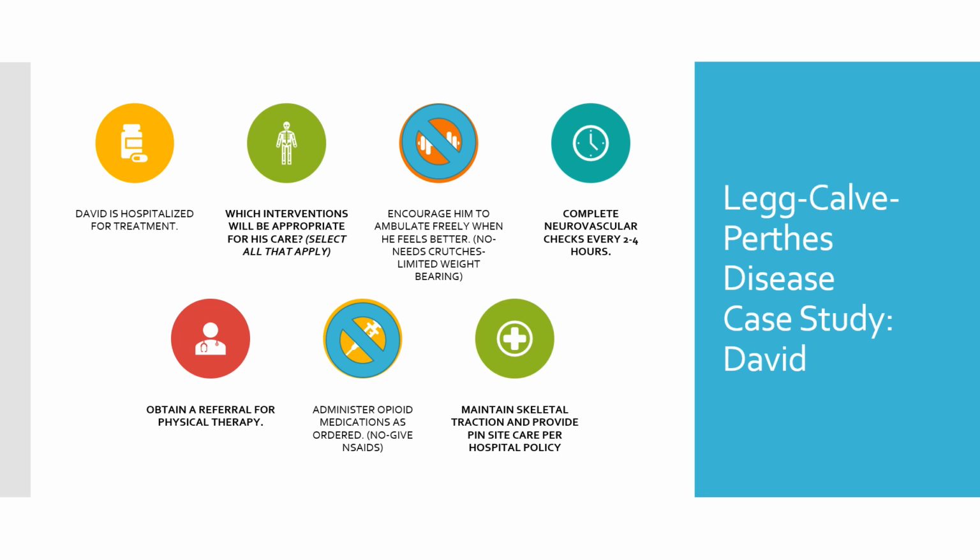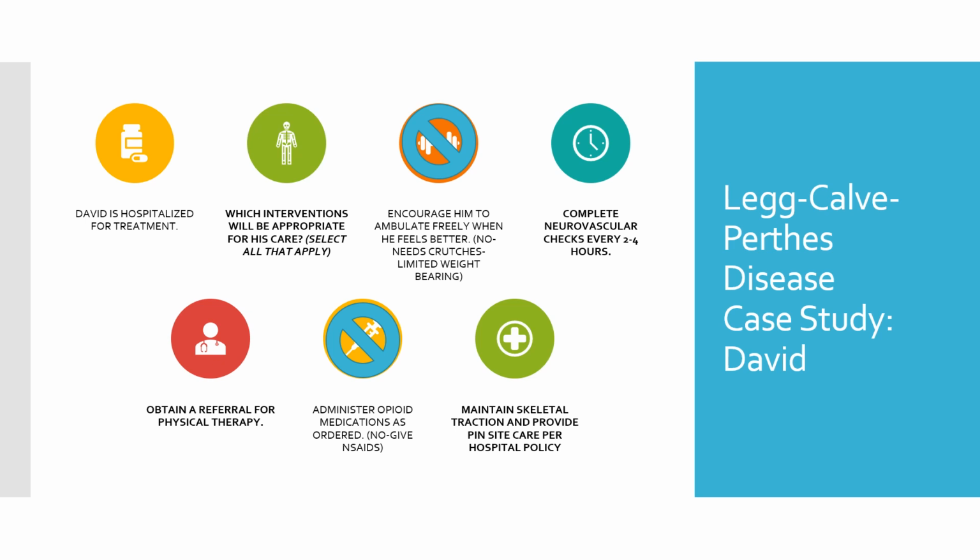So the doctor recommends that we hospitalize David for treatment. What interventions will be appropriate for his care? Select all that apply. Encourage him to ambulate freely when he feels better. No, we're not going to have him ambulate because we do not want him to put pressure on that joint or on that femoral head, because when he stands up, he'll put pressure on that and again cut off the blood flow. So no, he needs crutches with limited weight bearing.